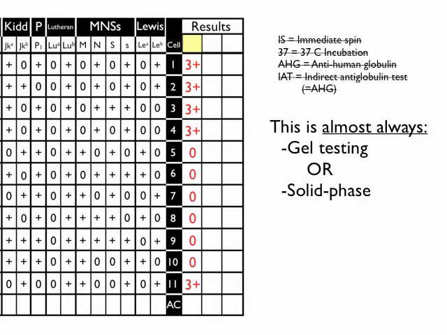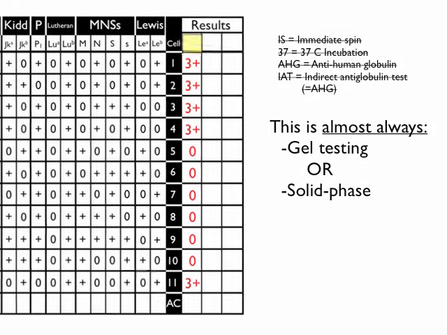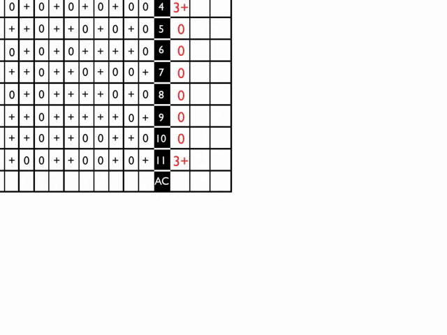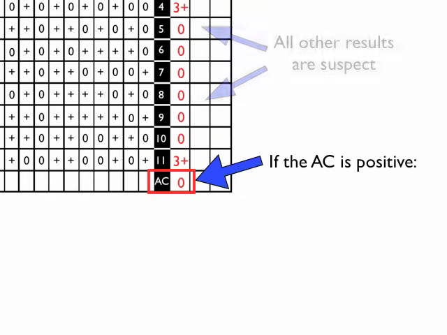Okay, and then finally, the last thing that we need to take a look at, and is very important to look at in the geography of our panel, is the AC, or the autocontrol. The autocontrol sits down here at the bottom right of just about every panel. It's in a slightly different location in solid phase because you have to have that positive and negative control in there, but generally it's going to be down in the bottom right, and you want it to show a 0 because if that is not 0, that indicates that the patient's own serum is reacting against the patient's own red cells, and essentially it calls everything else into question.